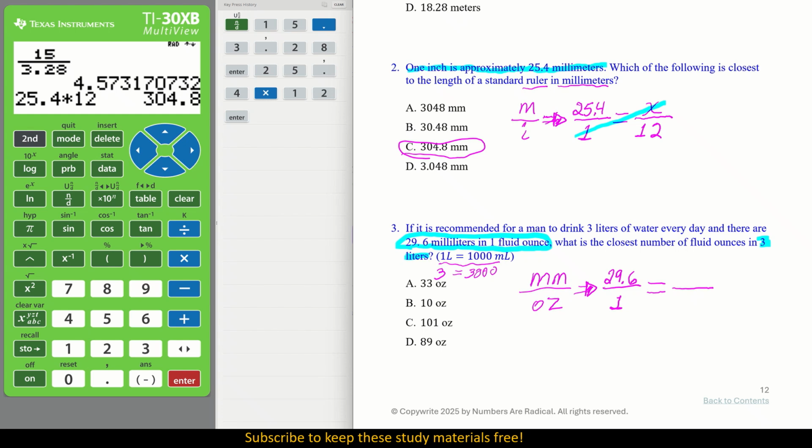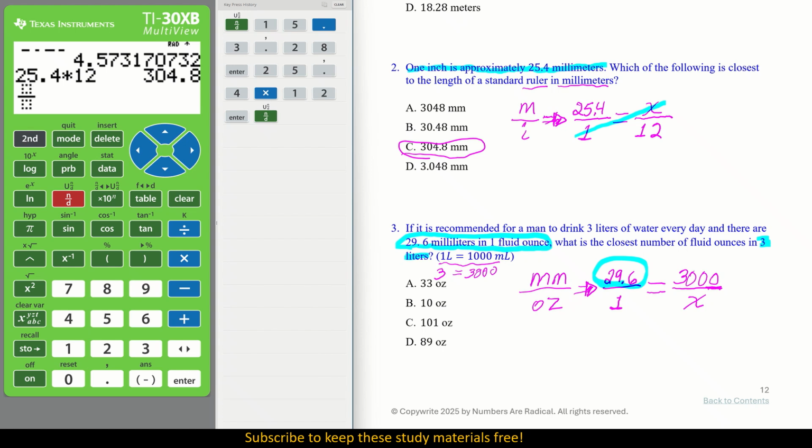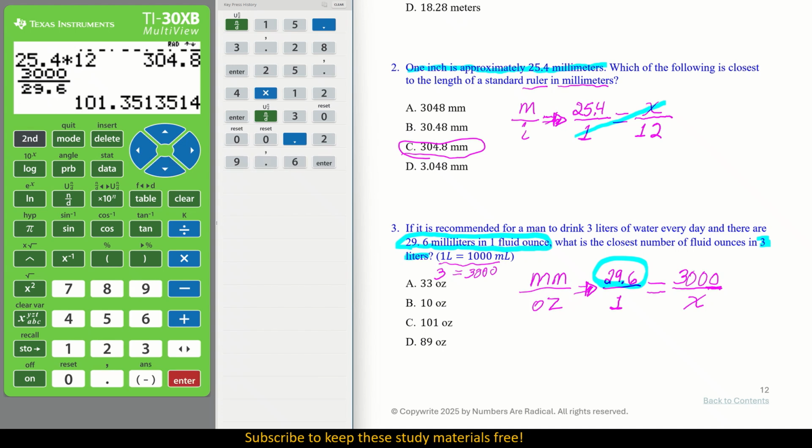So what do I need to do? I need to just write down my 3,000 because I know that. I quickly converted that, and that's over my x. Okay, now you can see what to do, and you know what to divide by because it's across from the x. So set up your fraction, okay, and that will be 3,000 over our 29.6, push enter, and there we go.